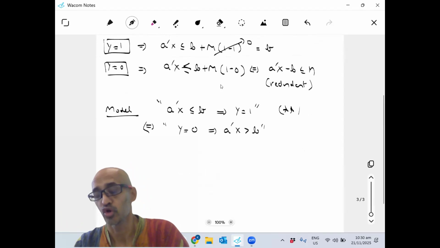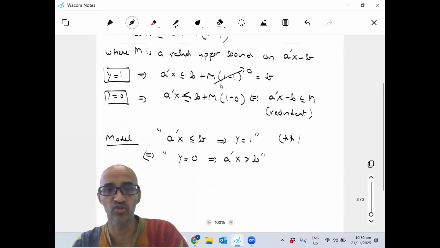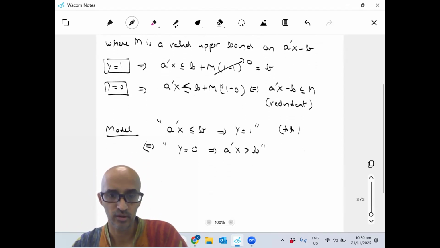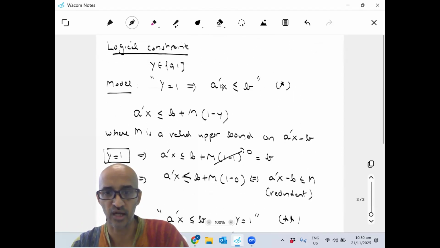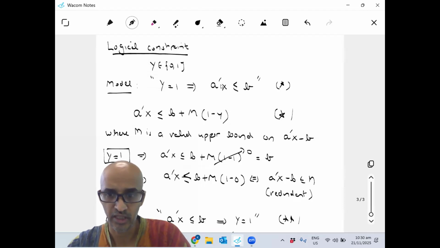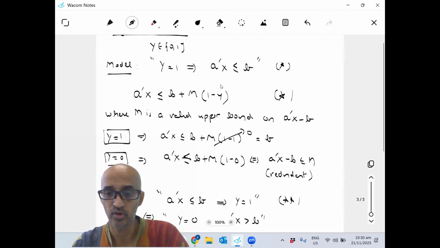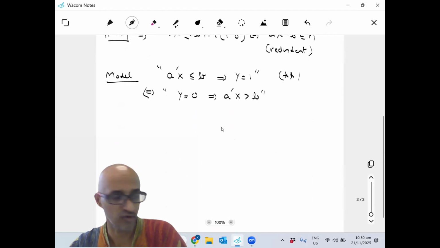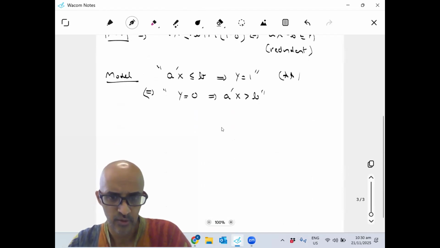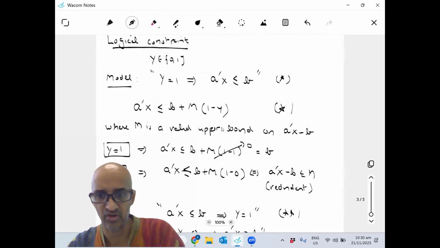Okay. So if you want to capture this, the way you'll do this is the following. So this was star, equivalent for star. These two are the same. So for double star, all I will do is write it as, so of course your Y is 0, 1.